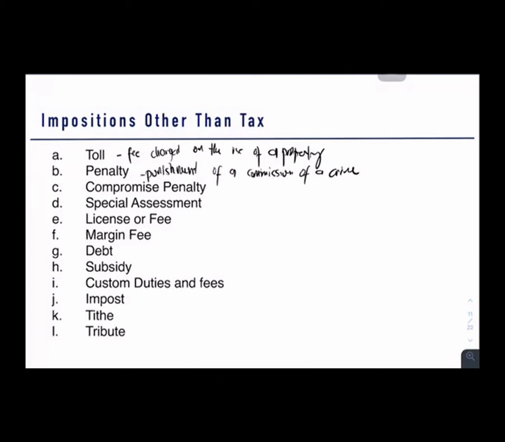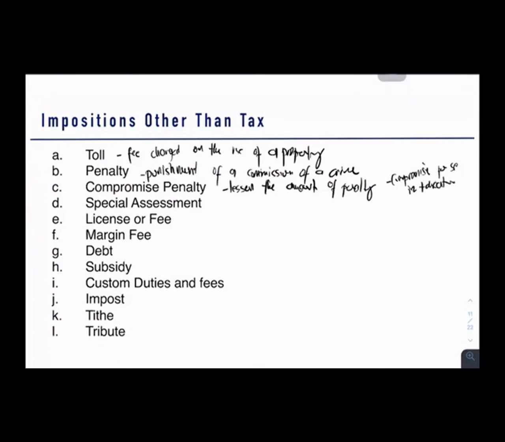Under your compromise penalty, guys, what happens here is that we try to agree with a compromise as to the amount of the tax or the penalty. So we try to lessen the amount of penalty. So under lessening the amount of penalty, we compromise. There is an agreement to lessen the amount of penalty, whether that is civil or criminal. But if it is compromise per se in taxation, so meaning there is a compromise under your taxation.